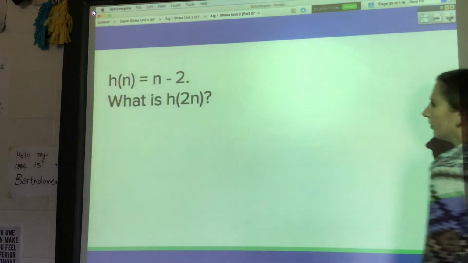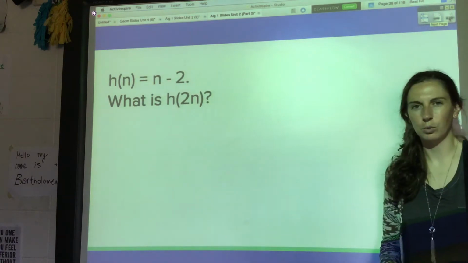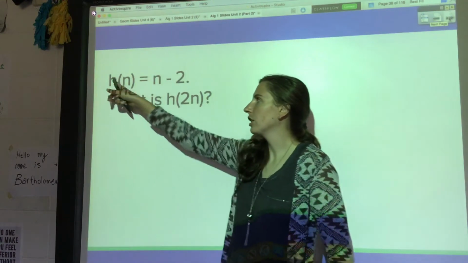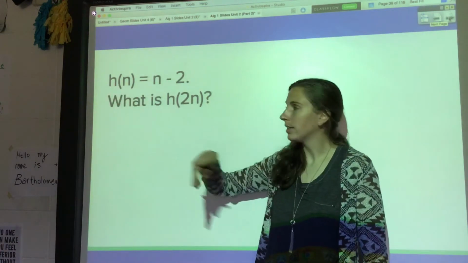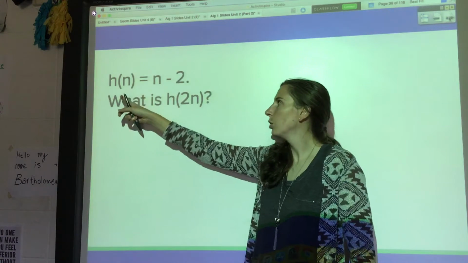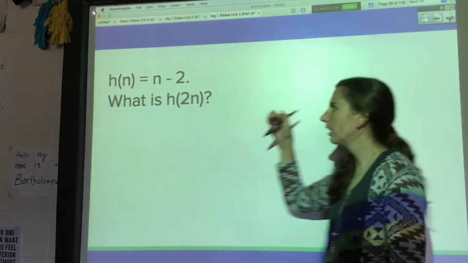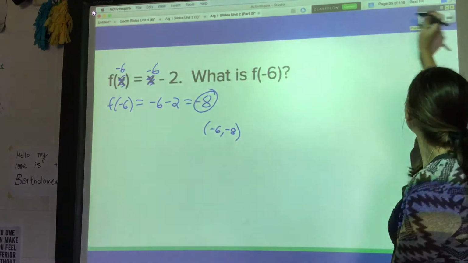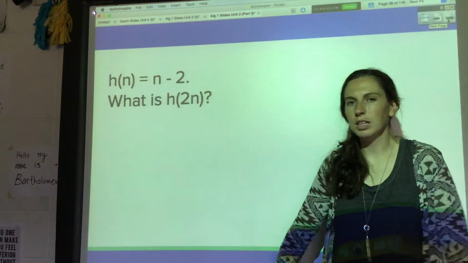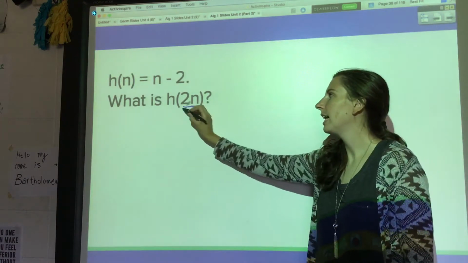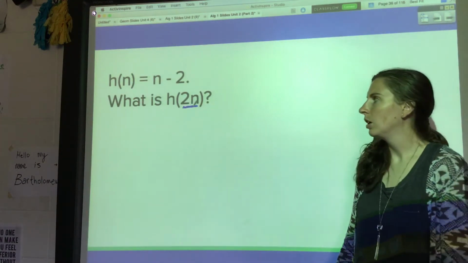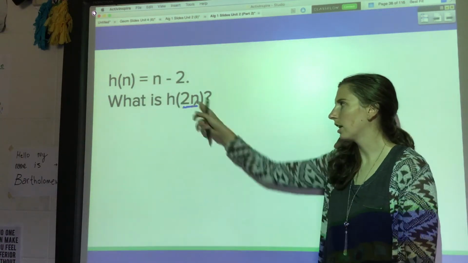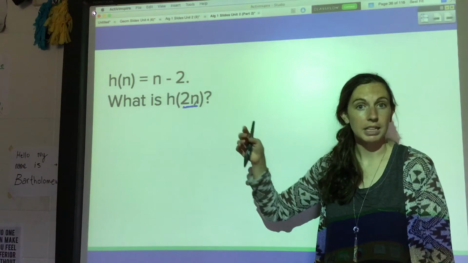Here's another example, and this one's a little weird. I have a function h, the input at the moment is n, and the rule is to do n minus 2, which is literally just the same function as this. I just relabeled some things. This one wants me to put in 2n as the input, which is a little weird. First of all, because there's already an n there. Second of all, that's not a number. It's got some variables in it, but that's okay.